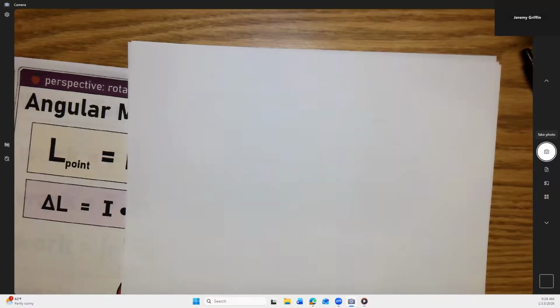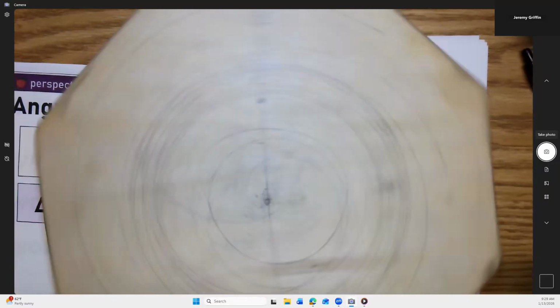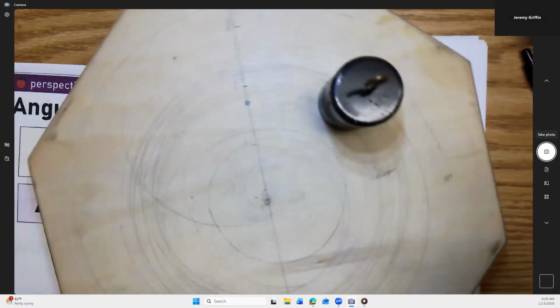All right, let's do another one. How about this? Let's do one that's fairly similar to that. Suppose I break out this turntable and give this a spin. I'm going to take this 0.5 kilogram mass and just drop it right there.